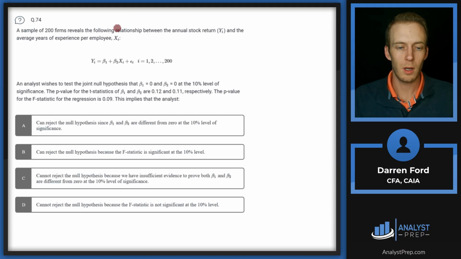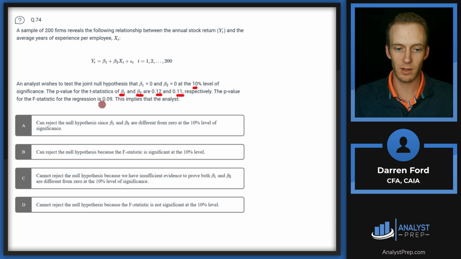Question 74. A sample of 200 firms reveals the following relationship between the annual stock return and the average years of experience per employee. We've got our formula here. An analyst wishes to test the joint null hypothesis that B1 is equal to 0 and B2 is equal to 0 as well at the 10% level of significance. The p-values for the t-statistics of B1 and B2 are 0.12 and 0.11 respectively, so they're above that 10% level of significance. The p-value for the F-statistic for the regression is 0.09.